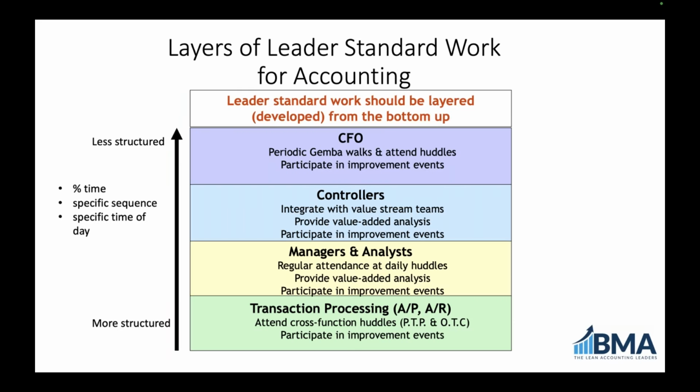So there's layers of standard work, okay, at all levels of a company. And it's good to think this through, depending on how large your accounting and finance team is. The lower you are in the structure of the accounting function, the more standard work you probably have. So if you think about accounts payable and accounts receivable, you should attend cross-functional huddles, procure to pay, order to cash. That's what those abbreviations stand for.